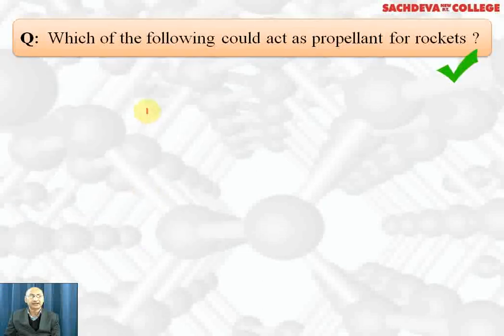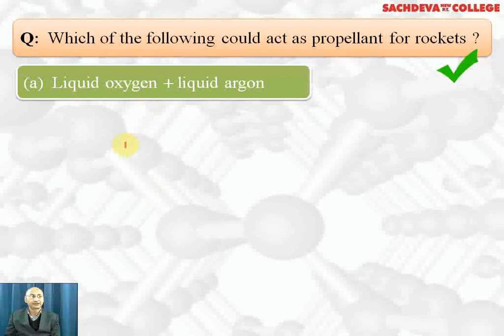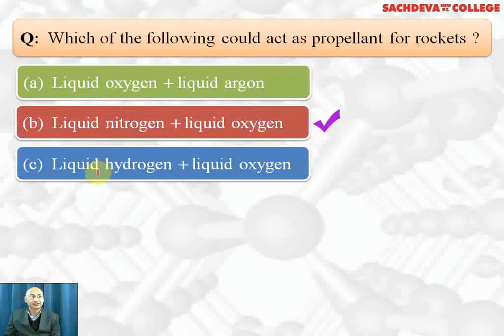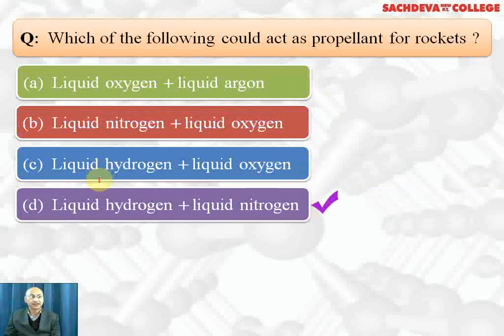Which of the following could act as propellant for rockets? Liquid oxygen plus liquid argon, liquid nitrogen plus liquid oxygen, liquid hydrogen plus liquid oxygen, liquid hydrogen plus liquid nitrogen. C part is the correct answer. Liquid hydrogen is fuel and liquid oxygen is oxidizer, which is required for production of a large amount of energy, and this pair can act as rocket propellant.